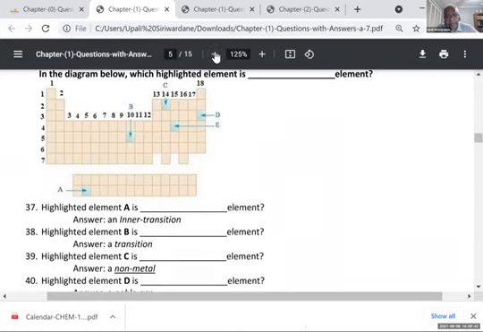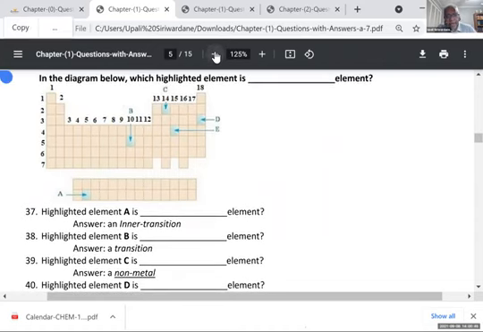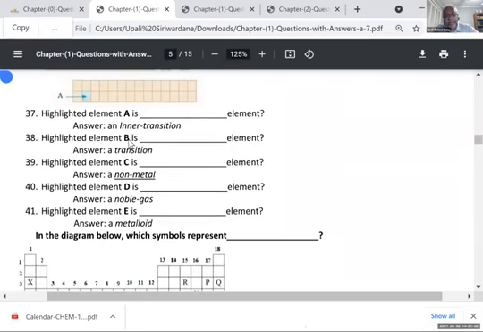Number 39. Element B is in the middle, right here, a transition metal. C is a non-metal. D is a noble gas. So just by knowing the places, you can do that.